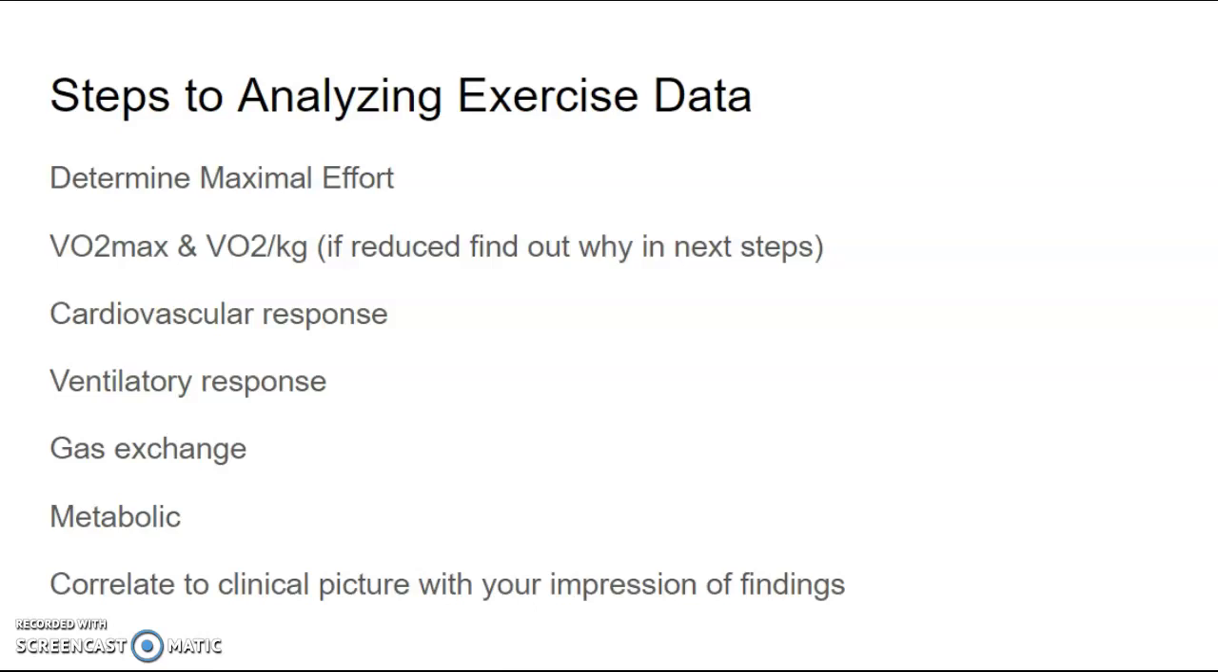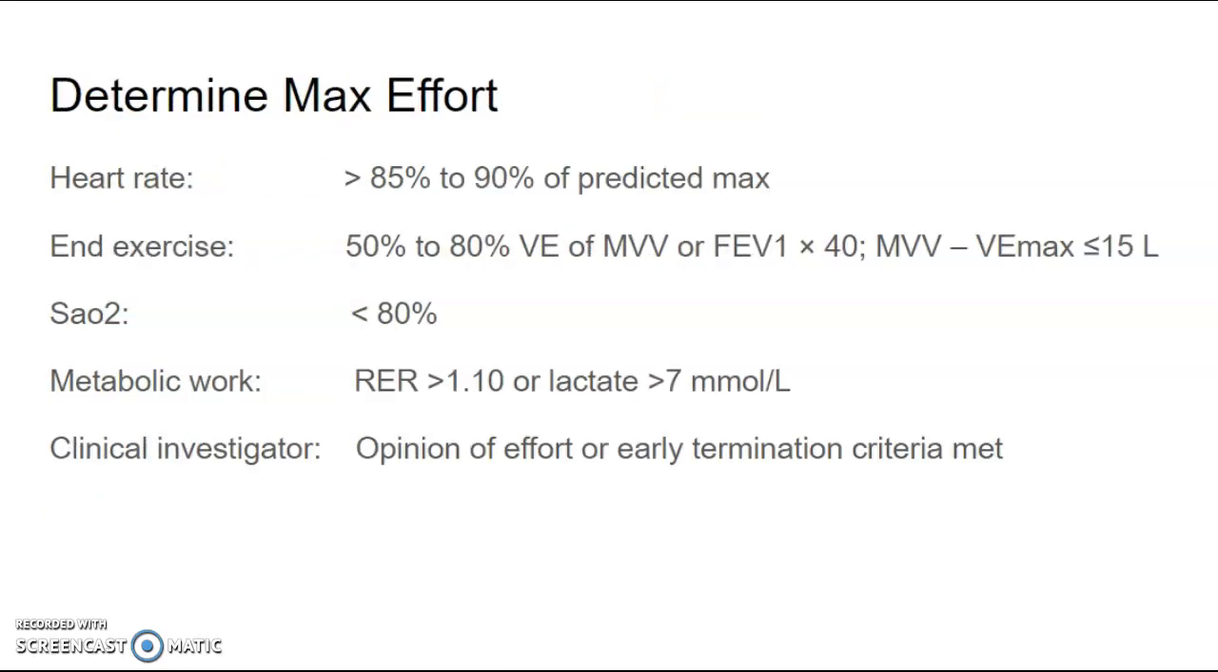Next, you're going to look at the patient's cardiovascular response, followed by the ventilatory response, followed by gas exchange, and lastly, metabolic. Then, once you have all of that data, you're going to correlate it with your clinical picture for the impression of all of your findings.